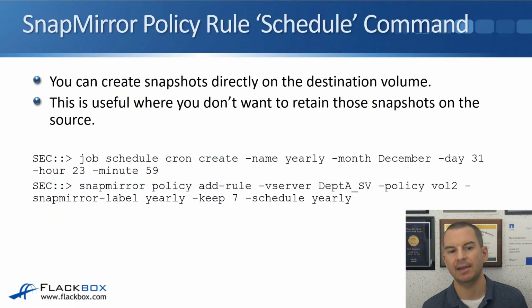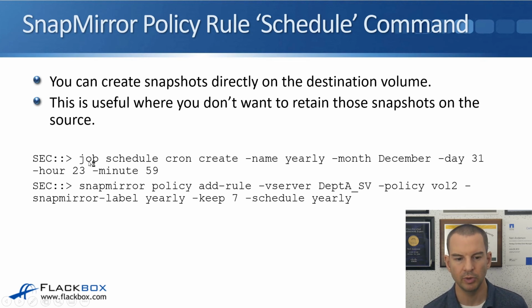Okay, next thing is the SnapMirror policy rule schedule commands. This is another rule that you can add to your policy. So you can create snapshots directly on the destination volume. This is useful where you don't want to retain those snapshots on the source. I'll come back and I'll explain that further in a second. But let me show you the command first.